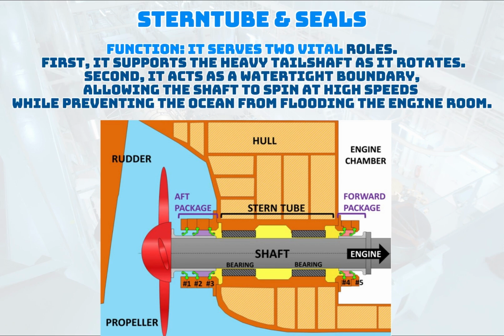Function: it serves two vital roles. First, it supports the heavy tail shaft as it rotates. Second, it acts as a watertight boundary, allowing the shaft to spin at high speeds, while preventing the ocean from flooding the engine room.